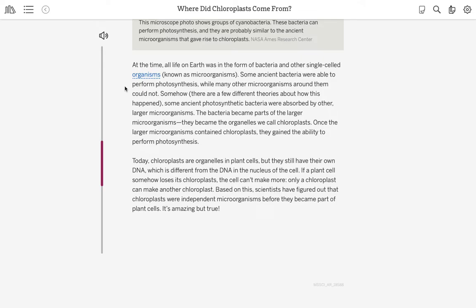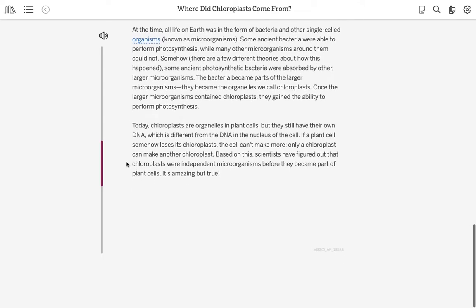There are a few different theories about how this happened. Some ancient photosynthetic bacteria were absorbed by other, larger microorganisms. The bacteria became parts of the larger microorganisms. They became the organelles we call chloroplasts. Once the larger microorganisms contained chloroplasts, they gained the ability to perform photosynthesis.